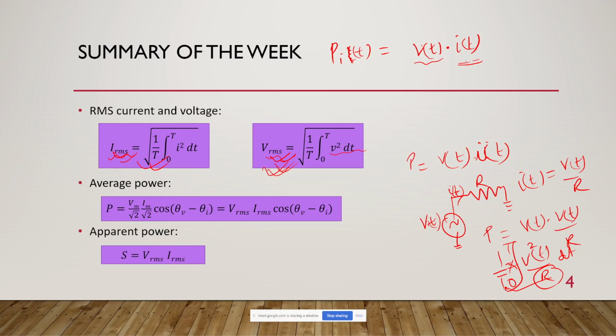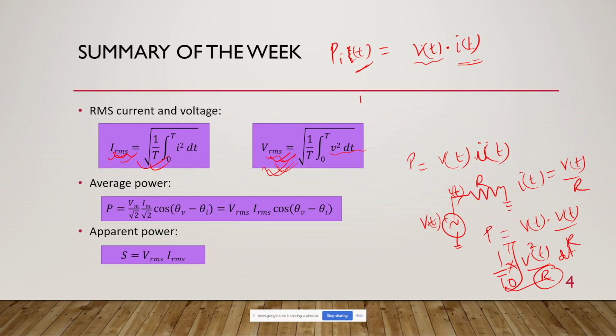The term instantaneous means at every instant, each and every instant you are finding out what the power is. So that is why there is a time dependence here. It is a function of time. It depends upon what time you are calculating this particular power. That is why it is called instantaneous power.